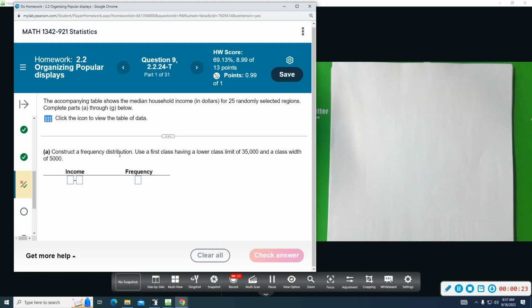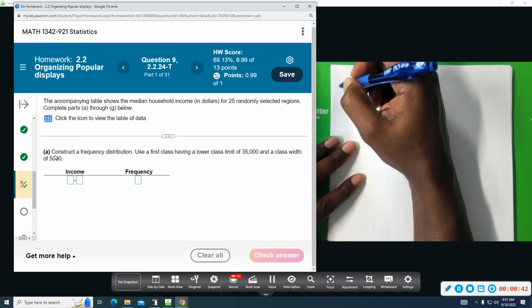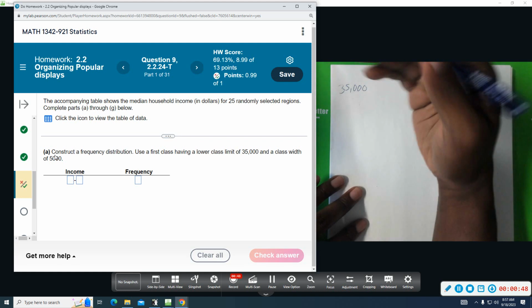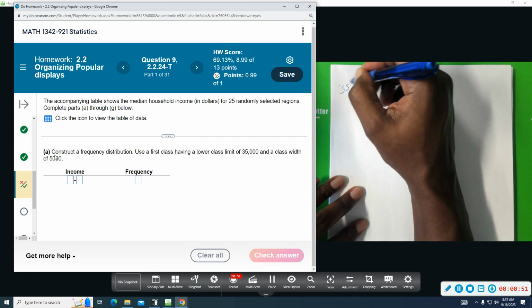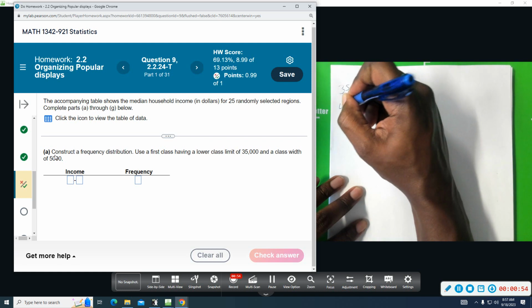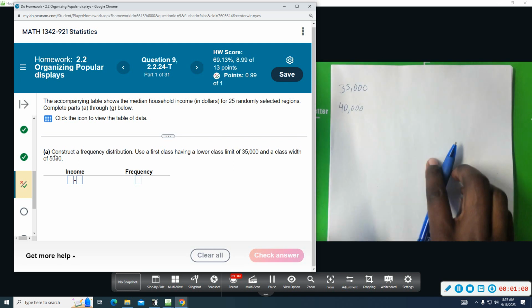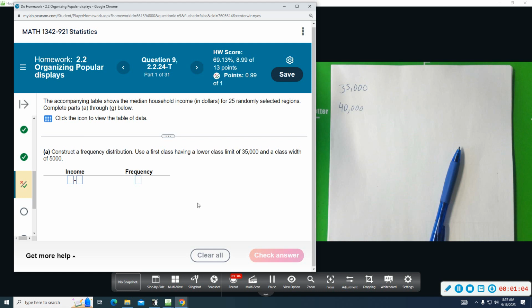It wants us to construct a frequency distribution. We're going to use the first class having a lower limit of 35,000 and a class width of 5,000. So in the beginning of the overview, we talked about what the class width was. So we're going to start with 35,000. And then since my class width is 5,000, if I add 5,000 to this number, that will give me 40,000. And that will be the lower limit of the next class. And so I will do that all the way down the page and continue to update class limits.